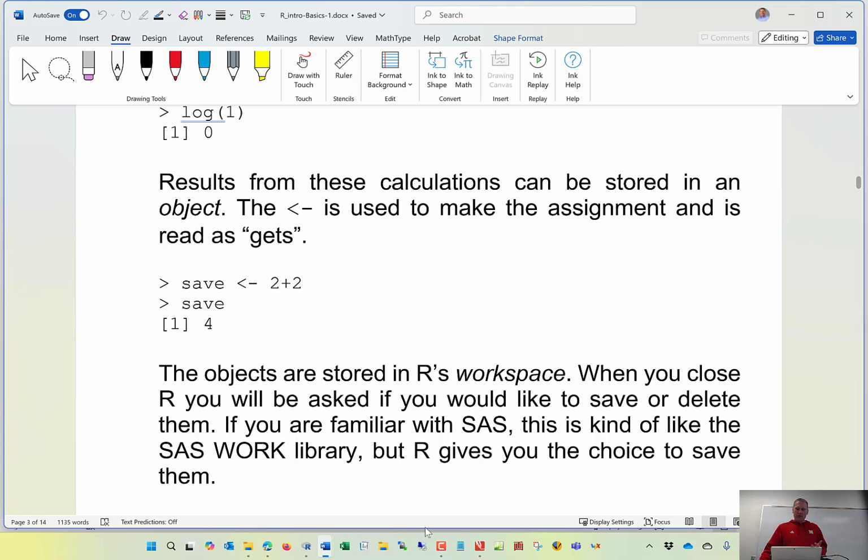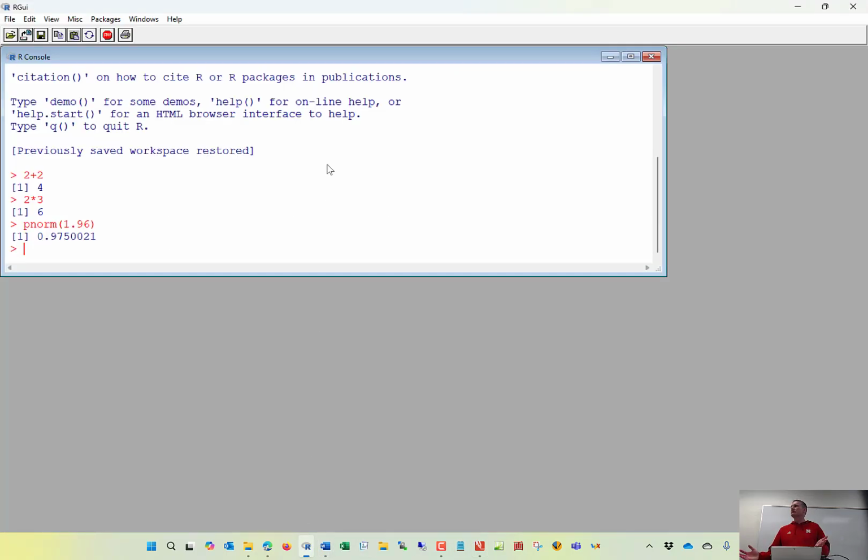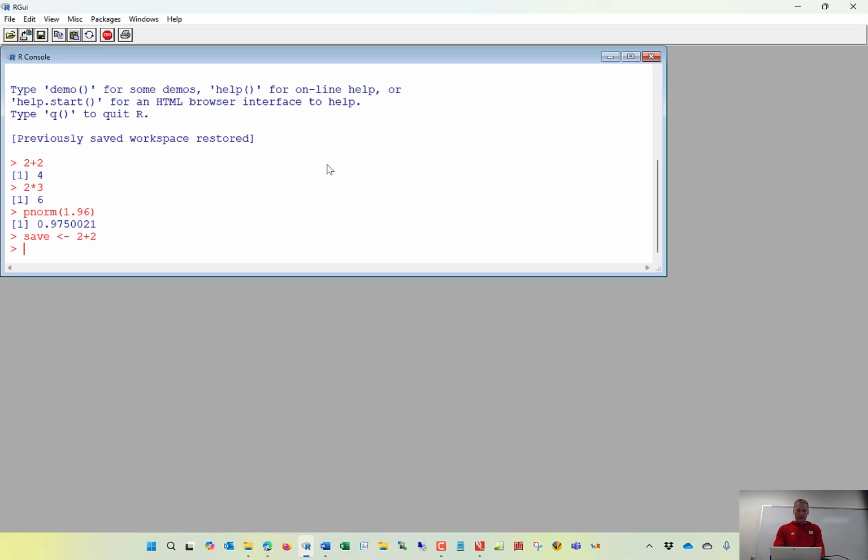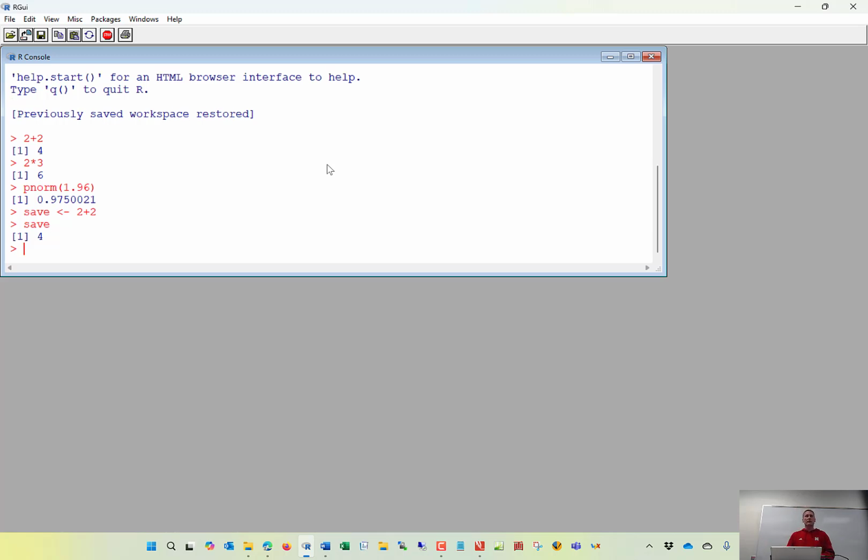So oftentimes when you're using R, you like to be able to save the results so you can come back to it later. And so I can create what's called an object. I'm going to create an object, for the lack of a better name, called save. And that's going to get the results of 2 plus 2. And notice the syntax that I use here. I use a less than sign and a dash. It's kind of like an arrow. So where you have 2 plus 2, I'm going to point to where the word save is. And so that puts the result, in R's terminology, into an object that saves it there.